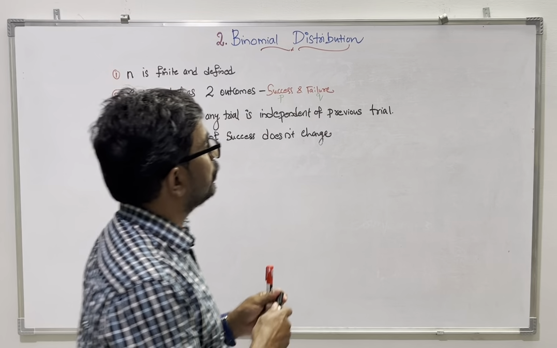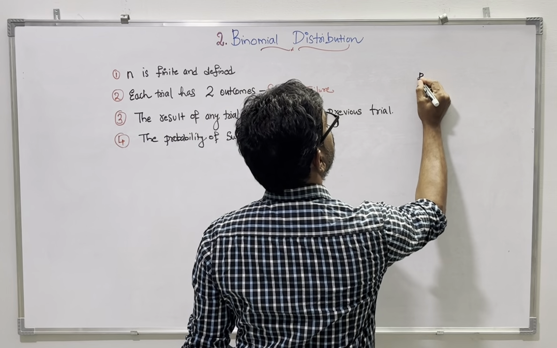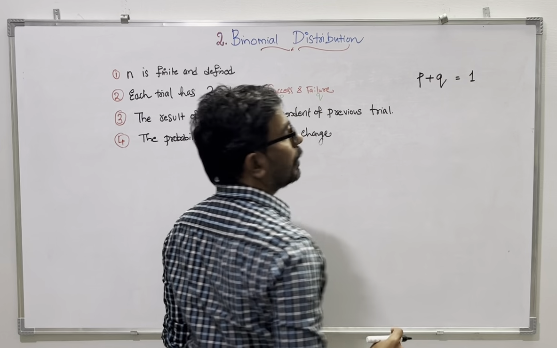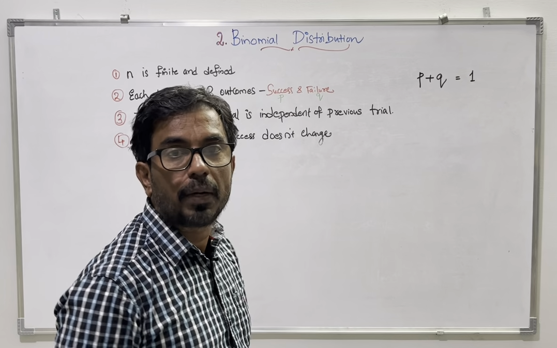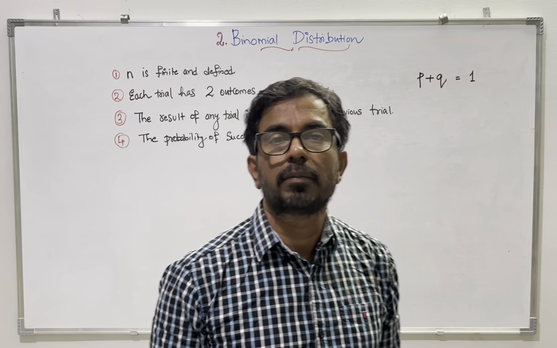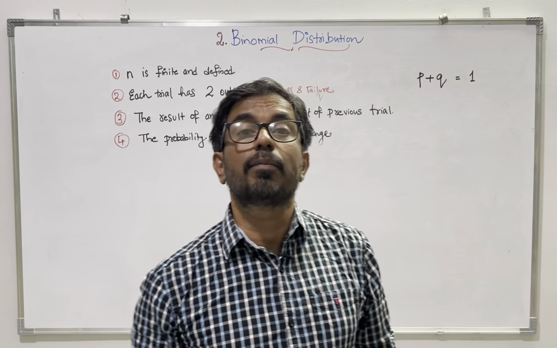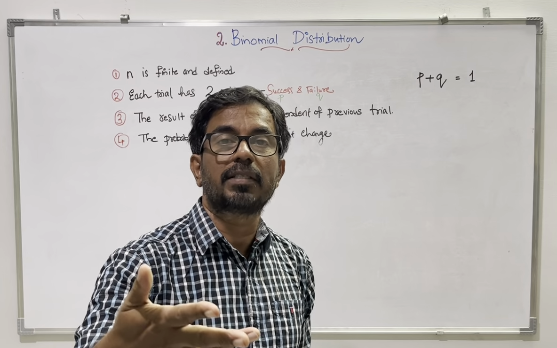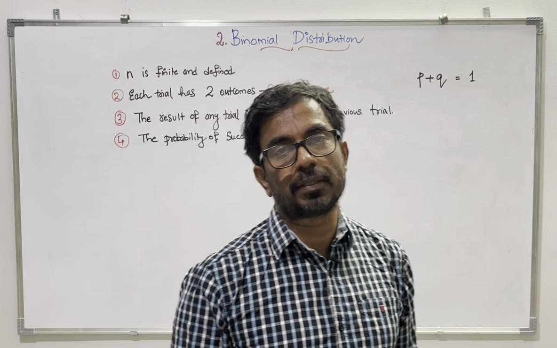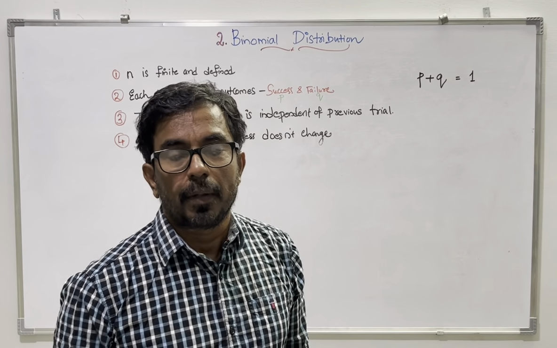And another thing that you should understand is this p plus q will always be 1. Because the total probability will be 1. The probability that tomorrow I go to school, or I don't go to school. If I go with 70% chance, 30% I don't go. If you add them, it is 100%. So p plus q is 1.